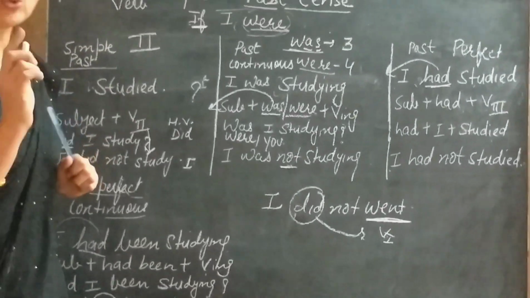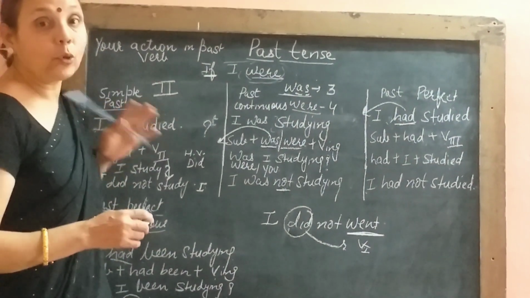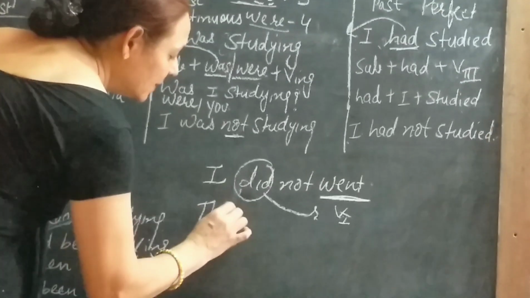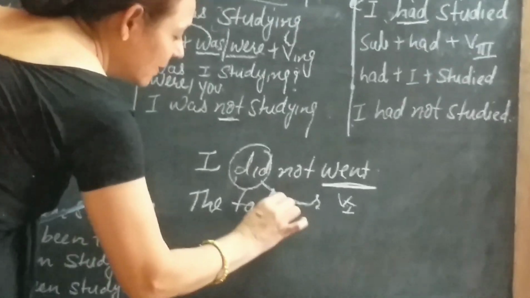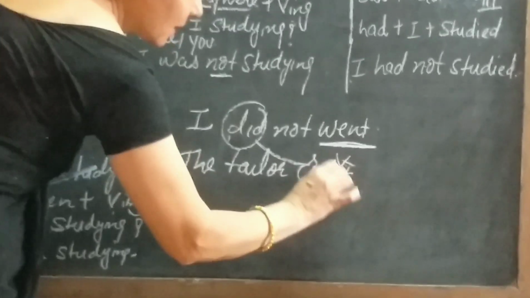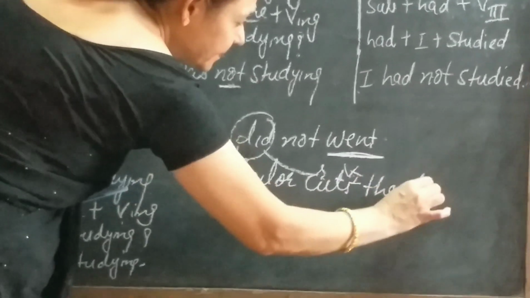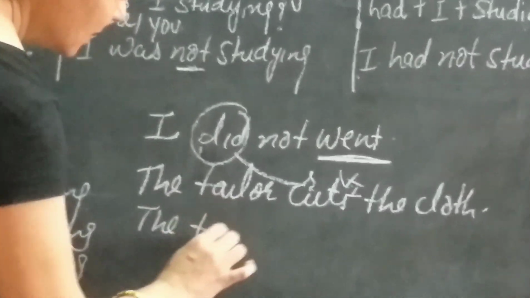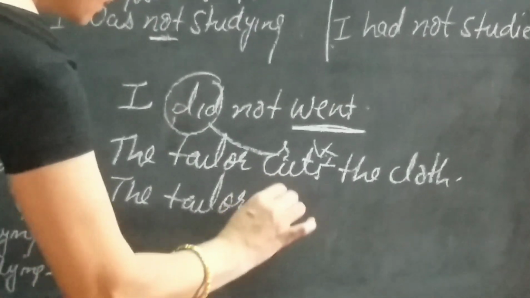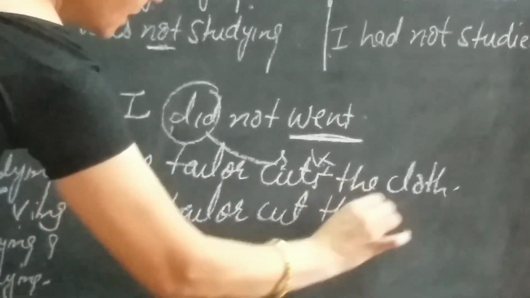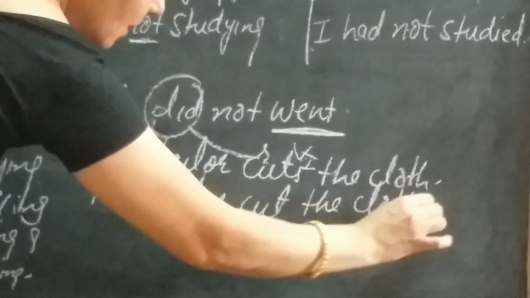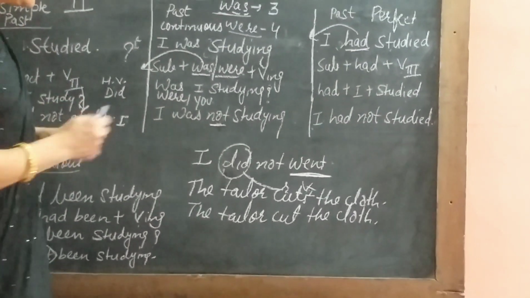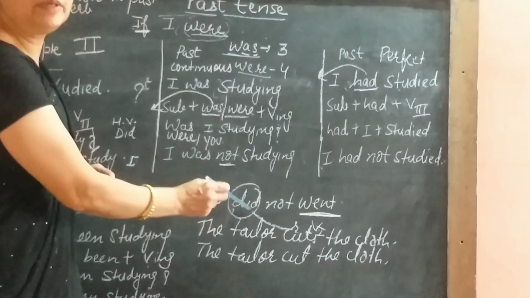Now I am going to write two sentences. You have to answer which one is correct. Suppose I write, the tailor cuts the cloth. The tailor cut the cloth. Now which one is correct? No. Oh, no. Both, according to me, both are correct.